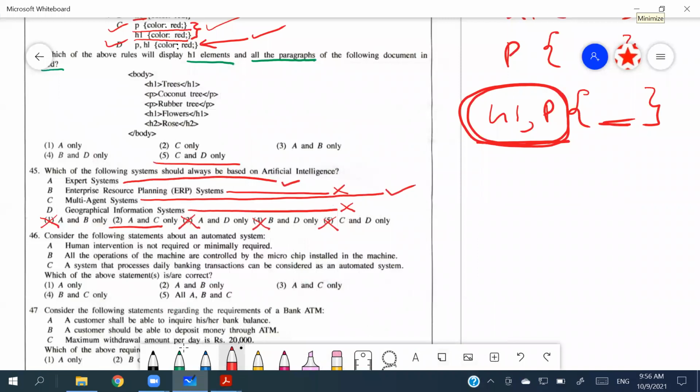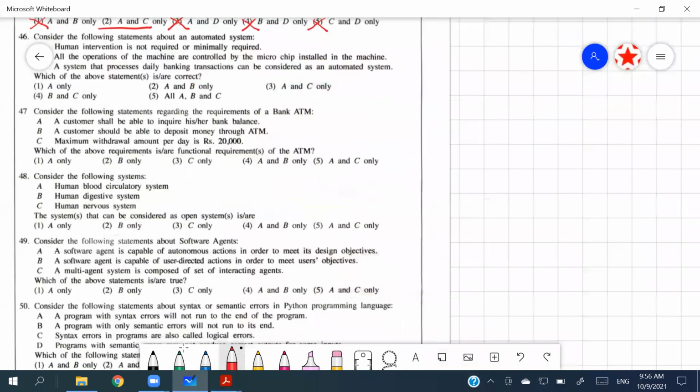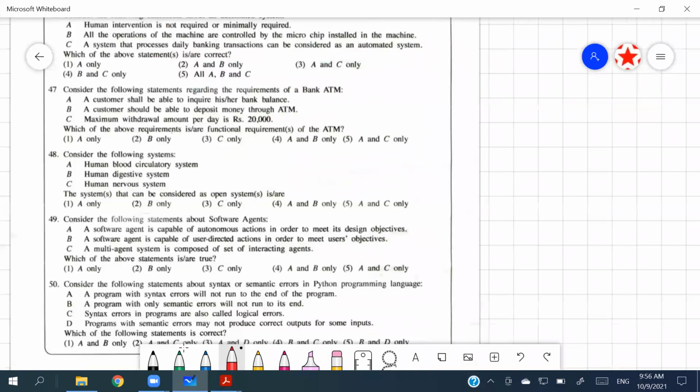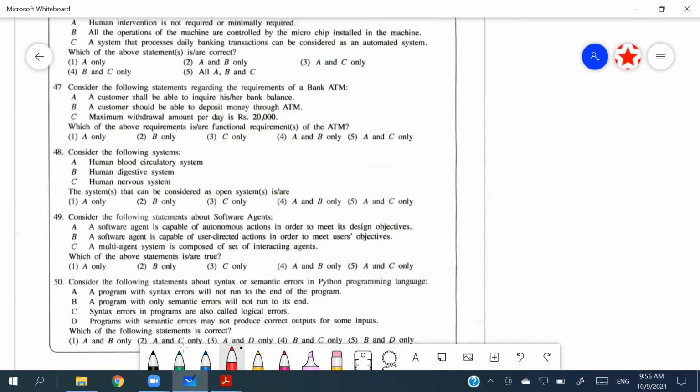Yes, then after that, the 48th: consider the following systems: human blood circulatory system, human digestive system, human nervous system. Which system can be considered as open systems? Yeah, I think there was some problem regarding this, it's a bit controversial. Human blood circulatory system, clearly we can take it as a closed system, right? So it is not getting any inputs, except in very rare cases.